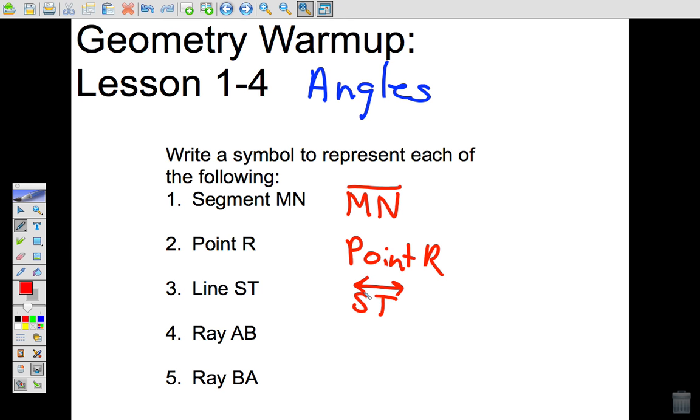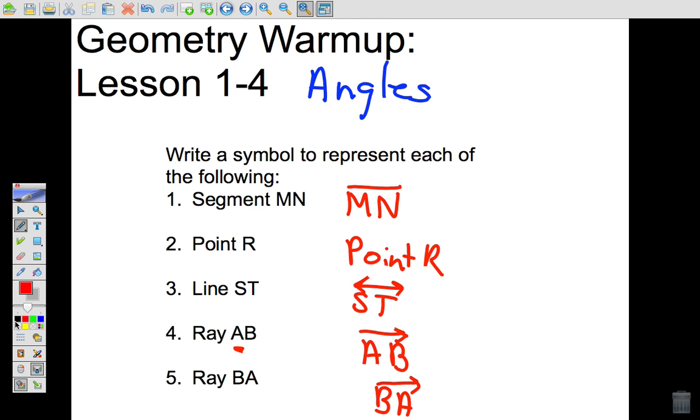Now, number 4, ray AB. The order of the letters makes a difference. So for the ray, the first letter is where it starts, and this ray would go through point B and keep on going. Now, the actual symbol always points to the right. And then finally, on number 5, ray BA. So the ray starts at B and goes through A, and the symbol always points to the right.